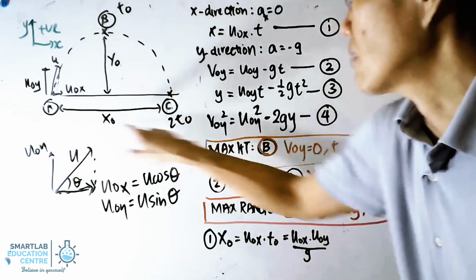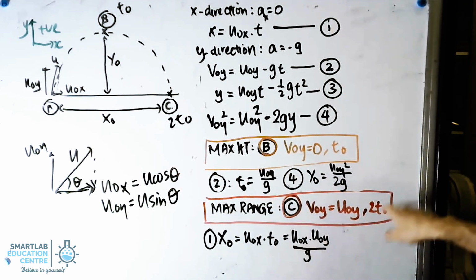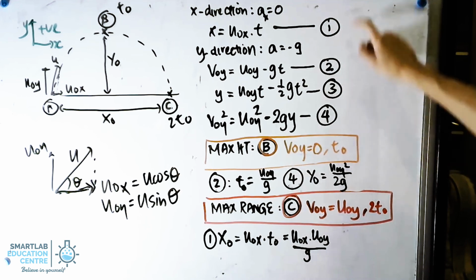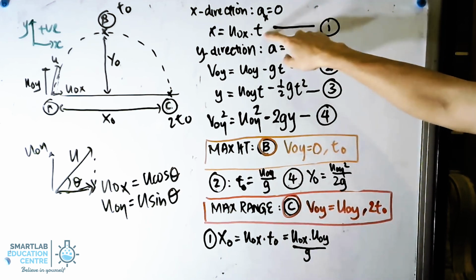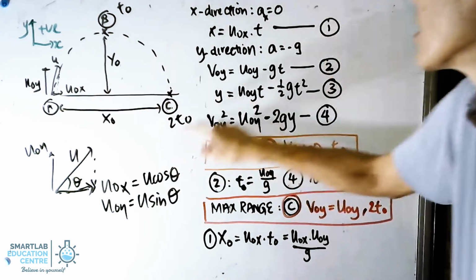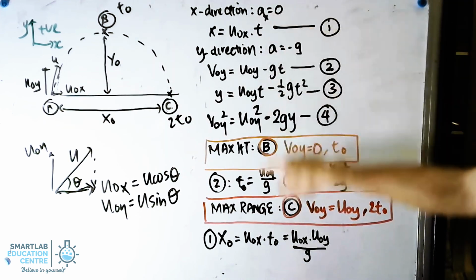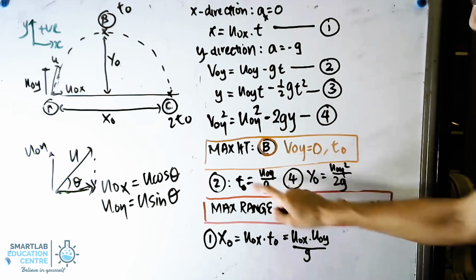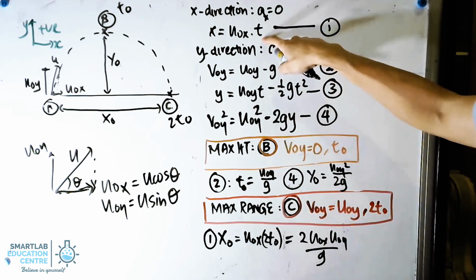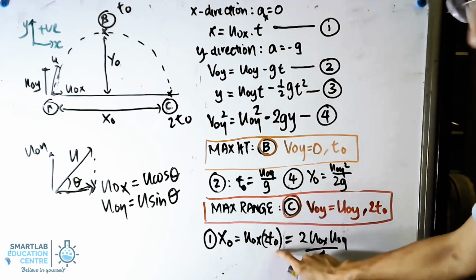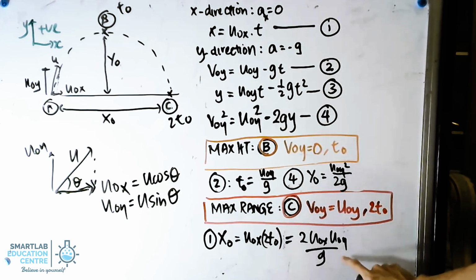So to calculate our x naught, we don't have to deploy any of this equation. We just go back to here, because we already know that the time it takes from A to C is 2t naught, because we already calculated the t naught here. So we have to replace the t with 2t naught. Remember, it's 2t naught, not t naught, and therefore this ends up as the expression.